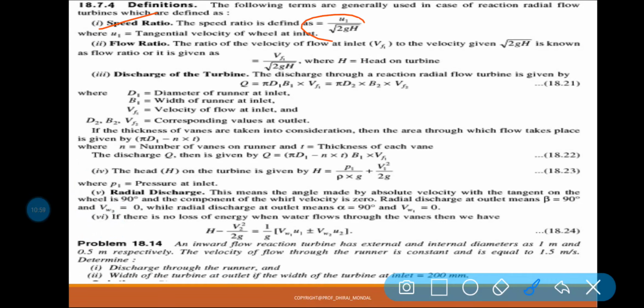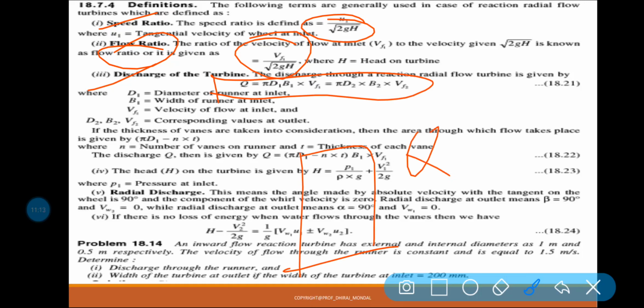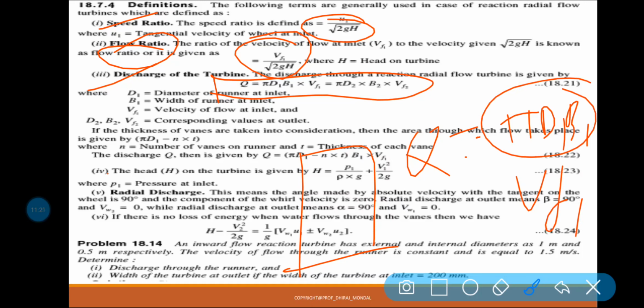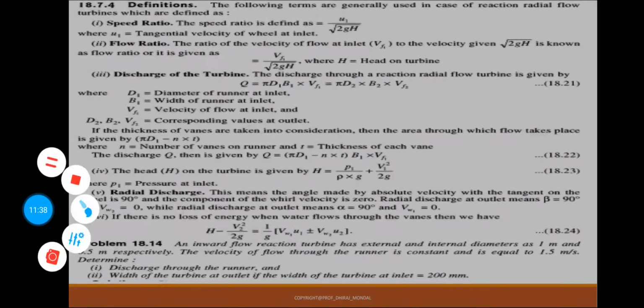The speed ratio is equal to U1 by root over 2gH. Flow ratio is equal to the ratio of velocity of flow to the absolute velocity of the jet, Vf1 by root over 2gH. Discharge, you know that in case of reaction turbine, Q is equal to pi D1 B1 into Vf1, where this is the cross-sectional area and this is your velocity, area into velocity. Here you are taking the vertical component of the velocity, the velocity of flow at inlet.